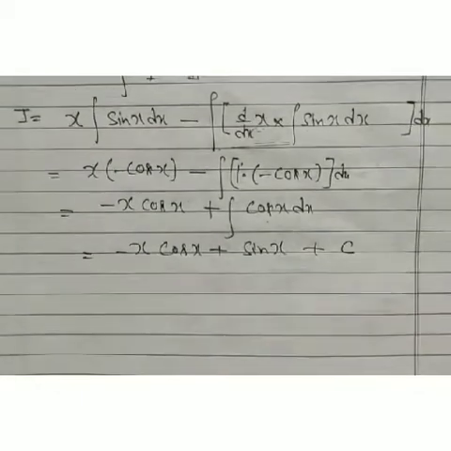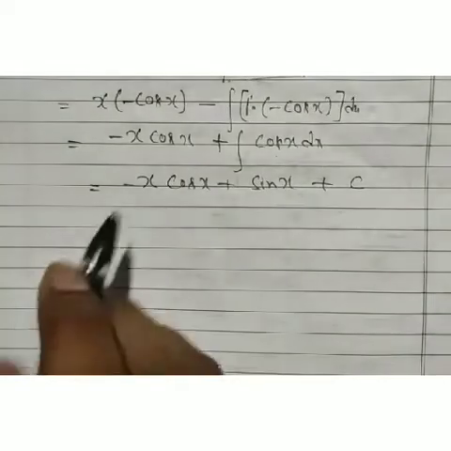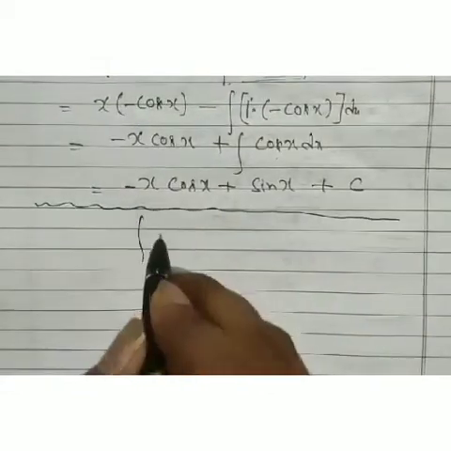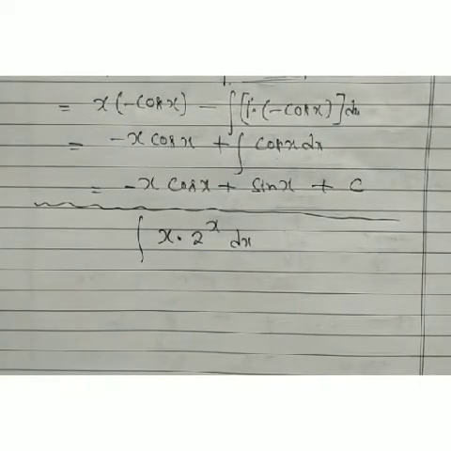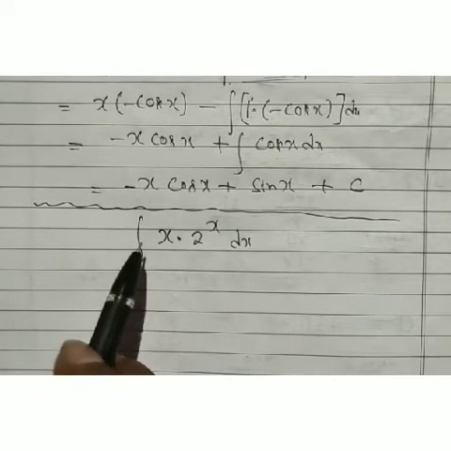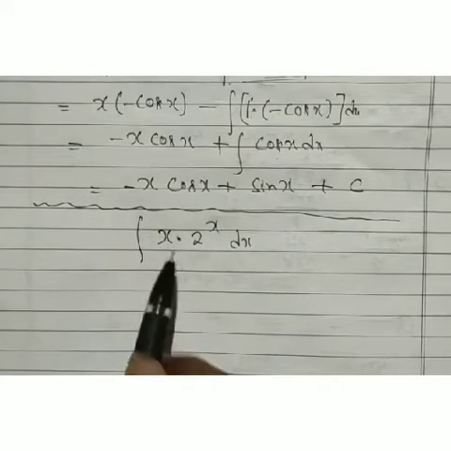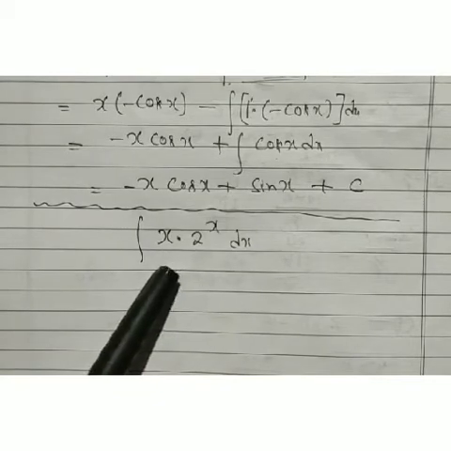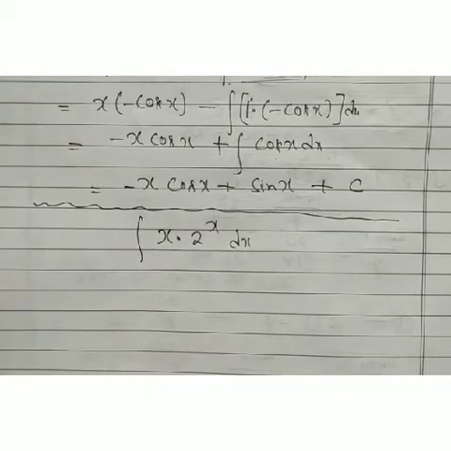Thus we take it. Now look, I'm going to start with another example. Suppose we have a problem: the integration of x into 2 to the power x dx. Now we have to find the integration value of x into 2 to the power x dx. Again it's a multiplication of two functions, so now we have to use integration by parts. Now what we can take is, we use the ISLATE form.